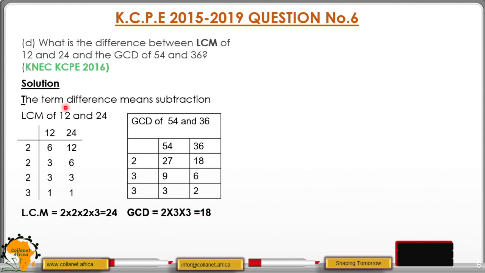Now let's read the question, get the difference. What is the difference of the LCM, least common multiple, and GCD of 54 and 36? So it is 24 subtract 18, because difference stands for subtraction. So the answer is 6, choice D.